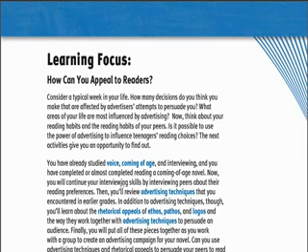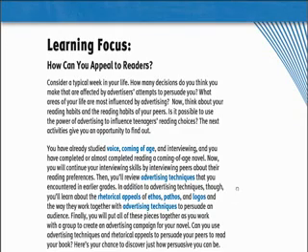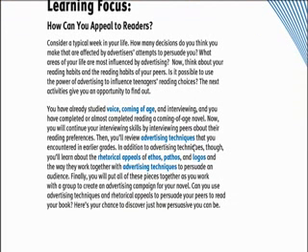Now you continue your interviewing skills by interviewing peers about their reading preferences. Then you'll review advertising techniques that you encountered in earlier grades. In addition to advertising techniques, you'll learn about rhetorical appeals of ethos, pathos, and logos, and the way they work together with advertising techniques to persuade an audience. Finally, you will put all these pieces together as you work with a group to create an advertising campaign for your novel. Can you use advertising techniques and rhetorical appeals to persuade your peers to read your book? Here's your chance to discover just how persuasive you can be.